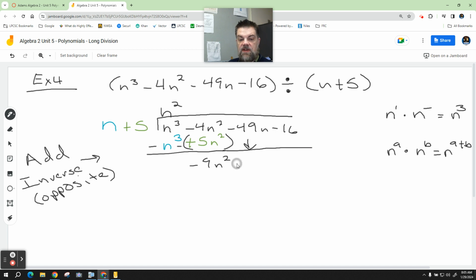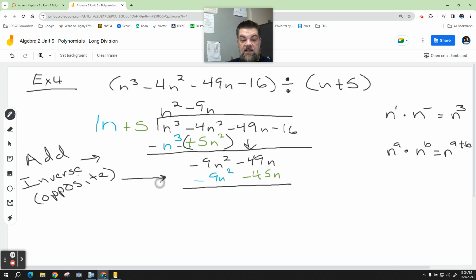We're going to drop down the negative 49n. Okay? And then I think to myself, again, what do I multiply n by to get negative 9n squared? Well, remember that this is technically a 1n. And in order to get a negative 9n squared, I'm going to do negative 9 times n. Okay, so then I multiply it through. Negative 9 times 5 is negative 45, tack on the n. Then negative 9 times n is negative 9n squared.